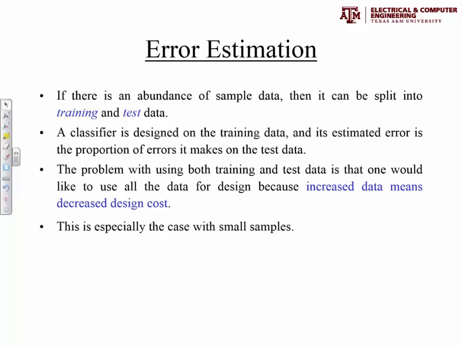Now the problem with using both training and test data is that one would like to use all the data for design, because increased data means decreased design costs. Just like you were pointing out earlier, if you use more data, if n goes to infinity, you're going to approach the Bayes error. So you'd ideally like to do a better job of designing the classifier to decrease the design cost. But it's a problem with small samples. What are you going to do? You don't have tons of data, so are you going to use this data to do the design? Then how are you going to do the error estimation, or how are you going to split up the data?